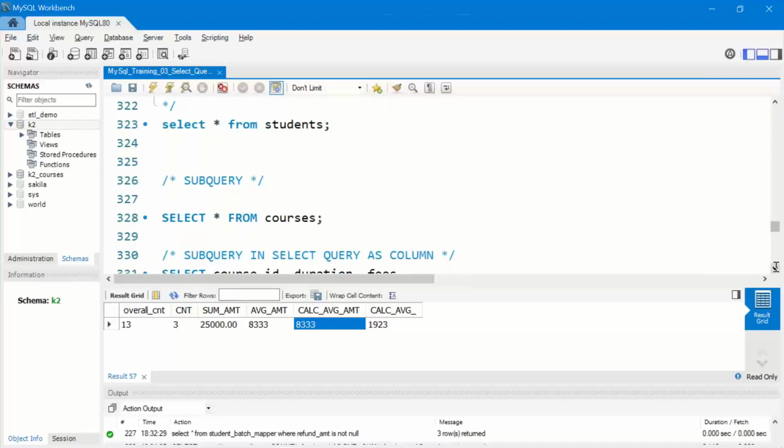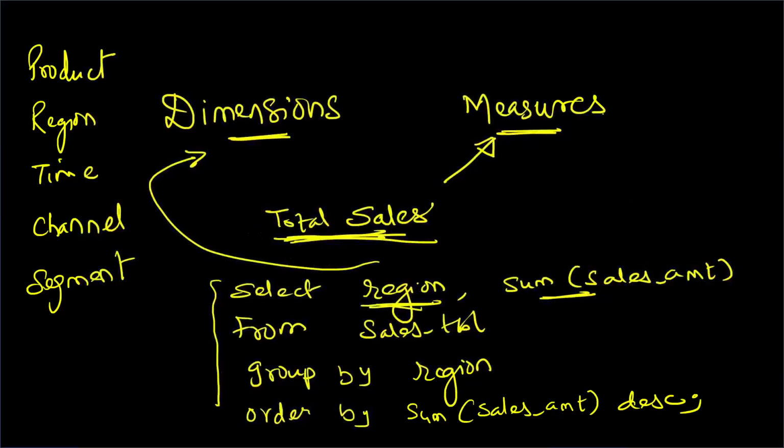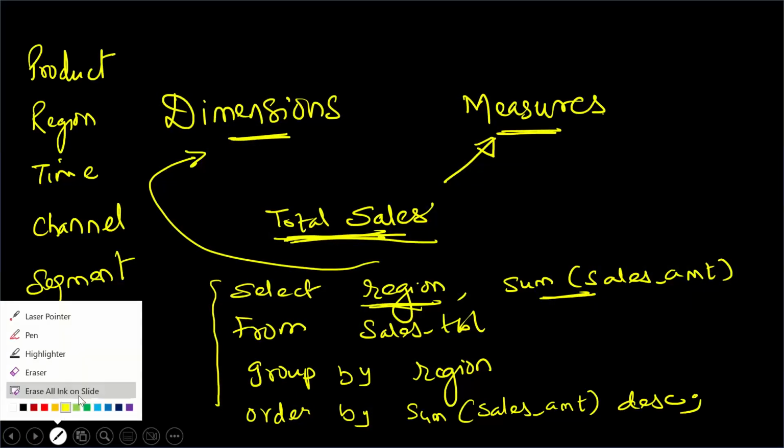With this, we complete basic select queries. And as part of the basic select queries, we have learned the following aspects: select, from, where condition, group by, having condition, order by. We understand here we get dimensions.